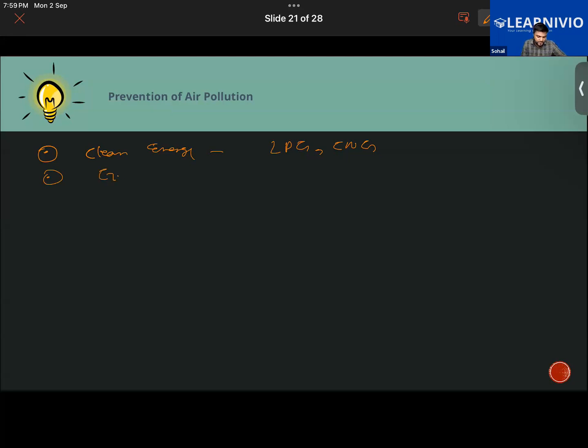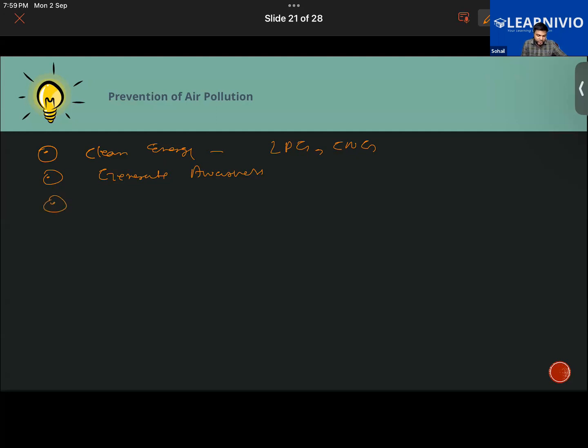Furthermore, we can generate awareness among the people about the harms caused by air pollution, and we can encourage people to participate in what we are doing.